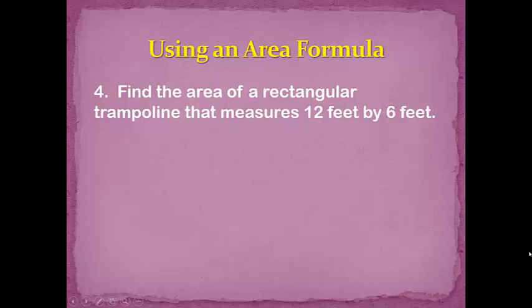And for our fourth problem, we're going to find the area of a rectangular trampoline that measures 12 feet by 6 feet. So once again, we're using area equals length times width. So we're going to have 12 times 6, and 12 times 6 is 72. Once again, we need to label. We are using feet in the problem, so we're going to have 72 square feet. We have square feet because we did feet times feet.